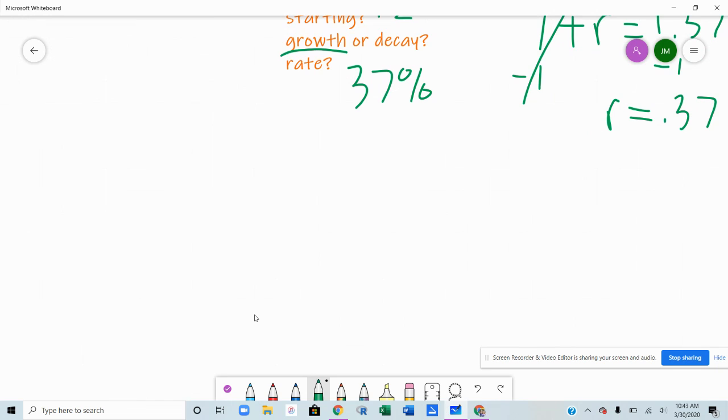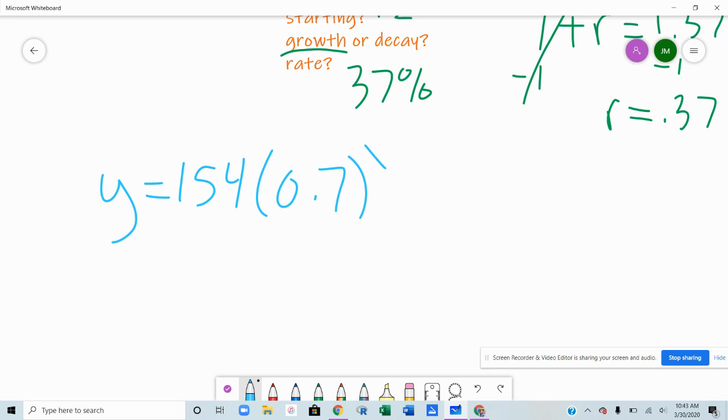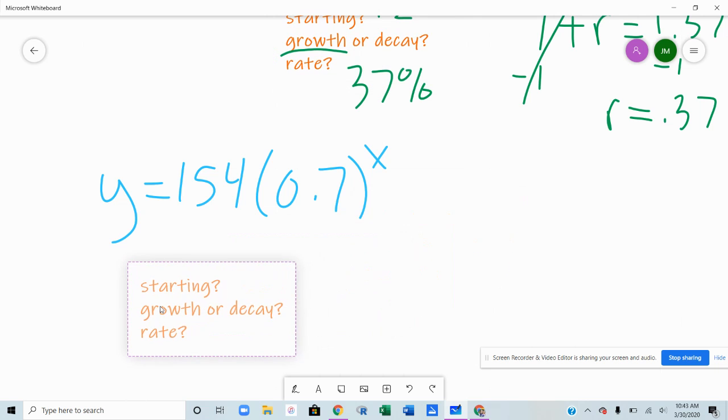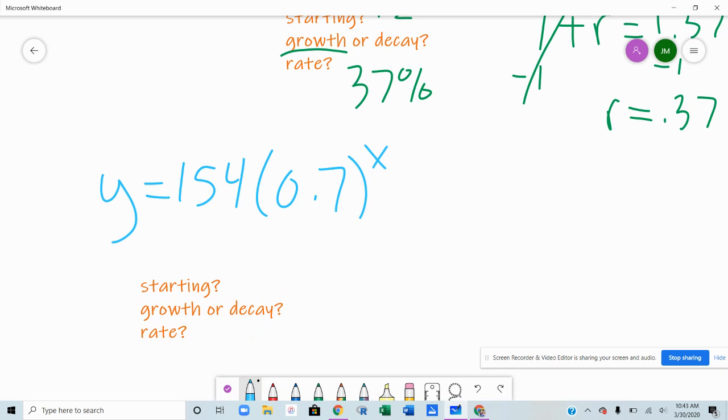All right, last one like this, and then we're going to move on to a couple of short word problems that deal with similar information. Y equals 154 times 0.7 to the power of x. Answer these same questions. Your starting amount, which you should be pretty good at answering by now, is 154, the number in front of your parentheses.